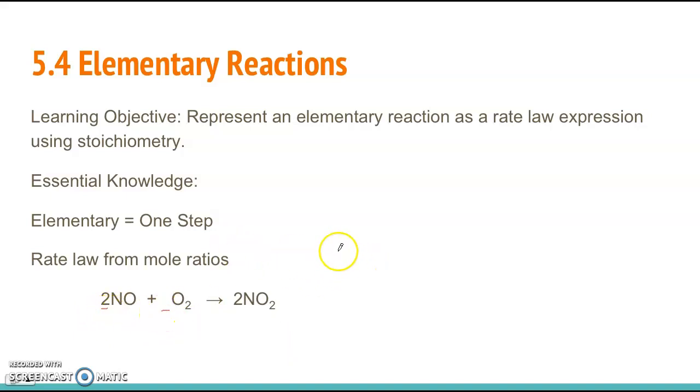So if we write out the rate law for this reaction, it would just be rate equals K, NO to the second order because it has a coefficient of 2, and oxygen to the first order because it has a coefficient of 1. And there you go, that's enough for today.